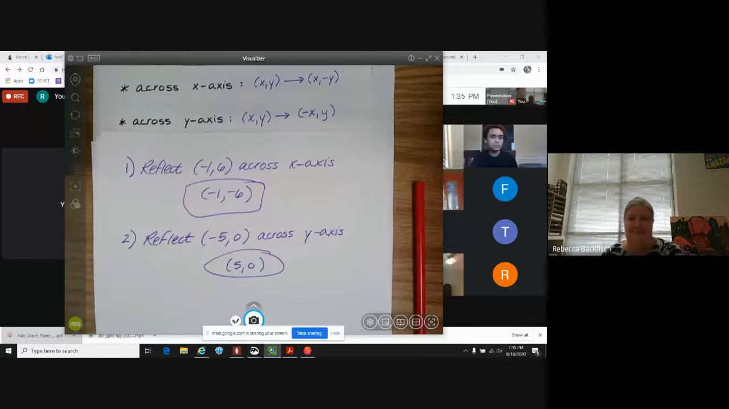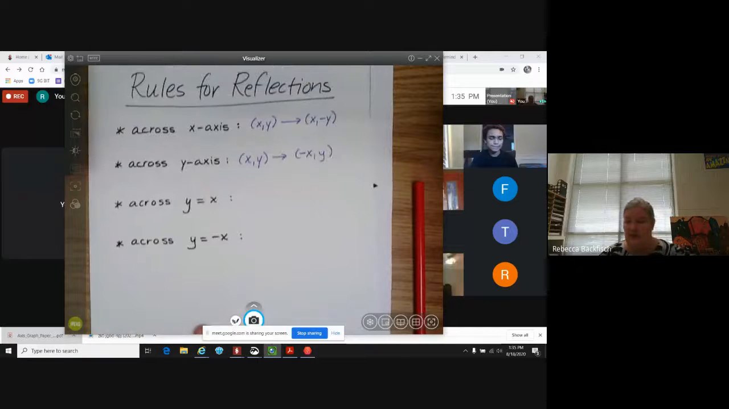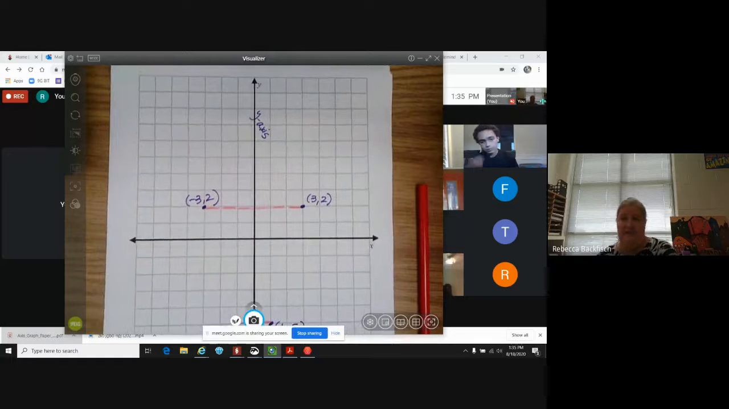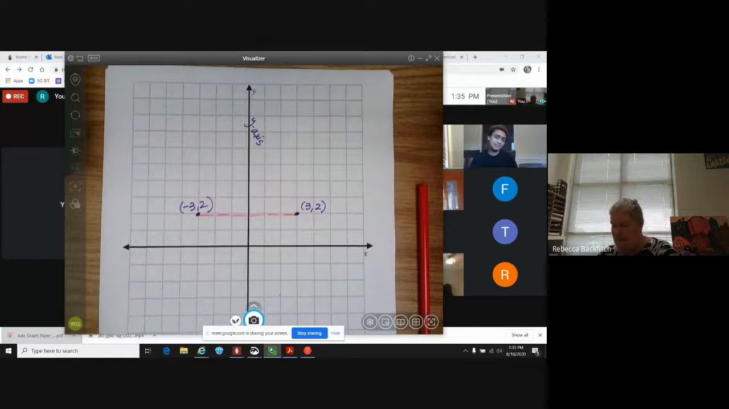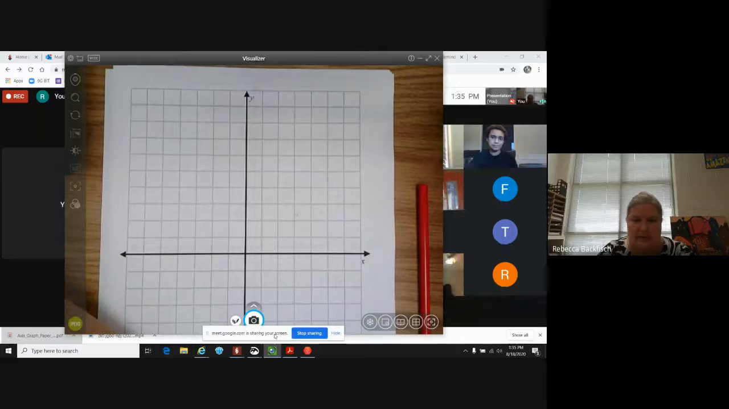Okay? All right, moving along, we have other lines we can reflect across as well. Some of the weirder ones are these perfect diagonal looking lines. These are lines that a lot of times people forget what they look like. So let me just take you real quick.